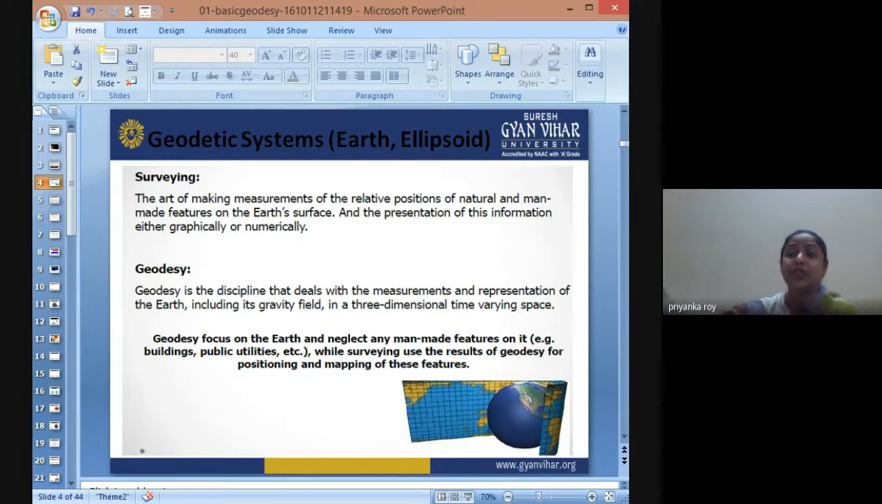So the positioning and mapping of features like mountains: where Mount Everest is located, where the Chota Nagpur plateau is located, where the Kashmir Valley is located. These are geospatial positionings. This geospatial positioning is done with the help of geodesy.